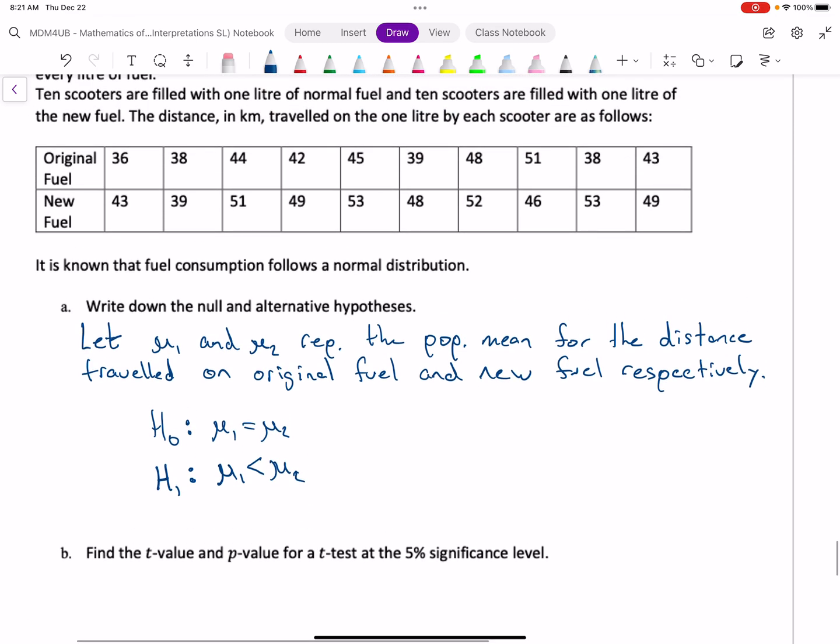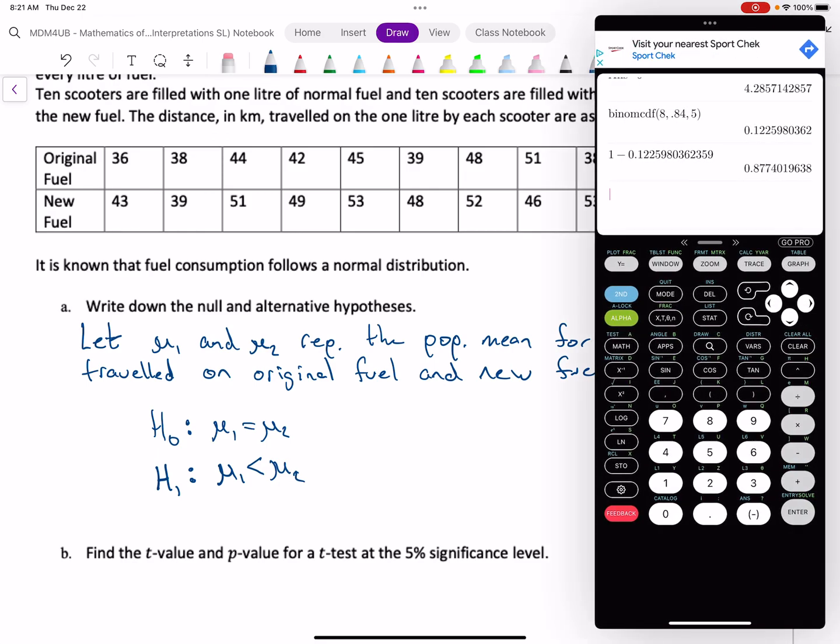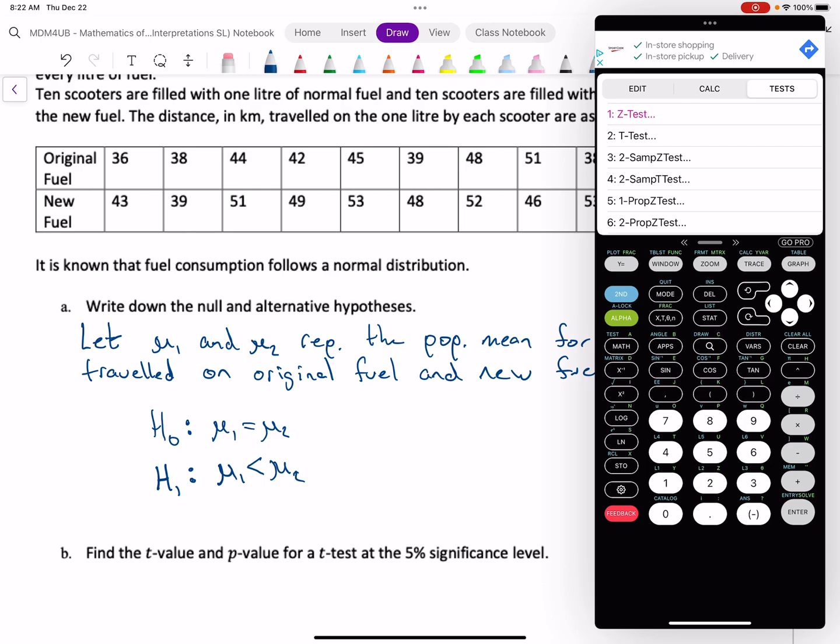So now we're going to do our test. I'm just going to do it on here, otherwise I can't record it for the video. So if we go back here, go to your stat button, and we still go over to tests, and we still go to two-sample t-test.